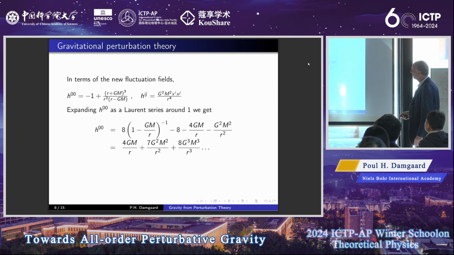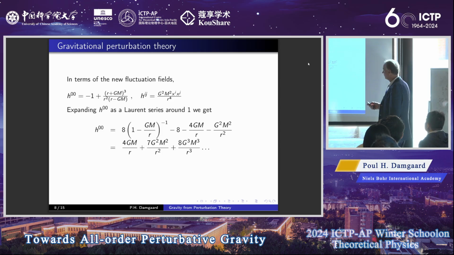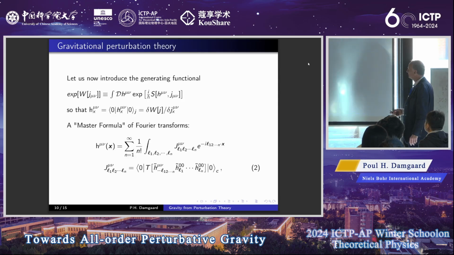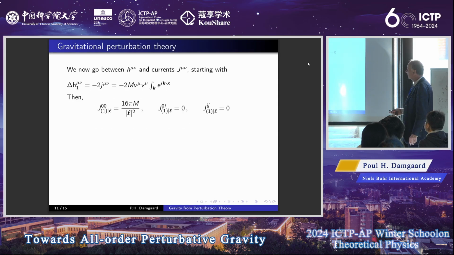So to leading order, we got 4 G m over r, perfect. And also, there should not be any hij because it starts at G square, and there's certainly also no h0i. So we got that on the nose. And then scroll back.